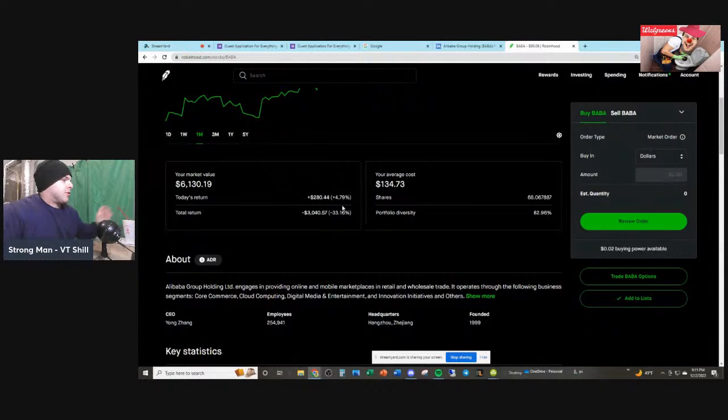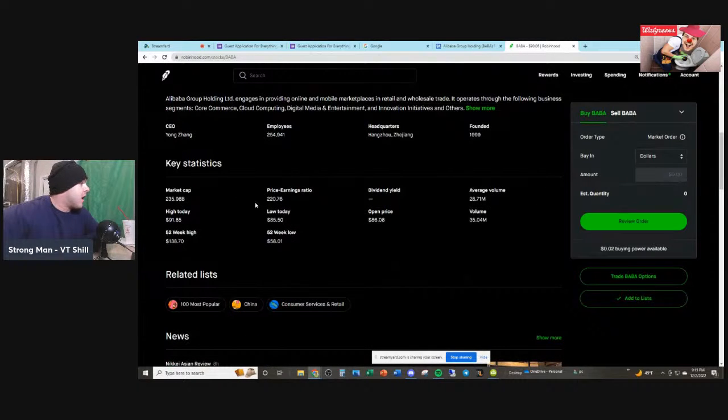So as we can see on Robinhood, I'm down 33% on Baba. I will never recover my money. I'm just done forever. I'm a fool. I'm a moron, okay? Look at the price to earnings ratio, 220.